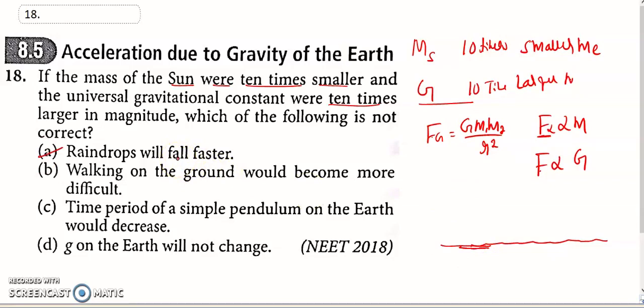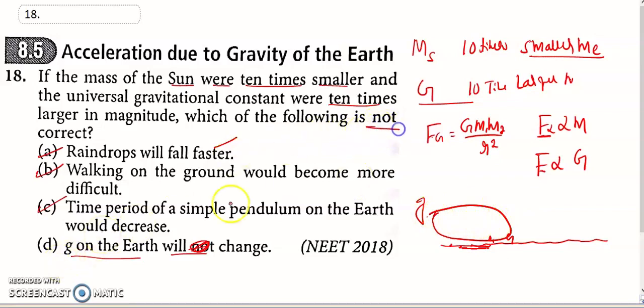Walking on the ground would be difficult. Yes, it is difficult. Why? Because the gravitational force is more, G is more. The time period of a simple pendulum on the earth would decrease. Yes, then G on the earth will be changed. Acceleration due to gravity will change, at the poles and with altitude it will change. So this is the wrong statement. So option D is the right answer.